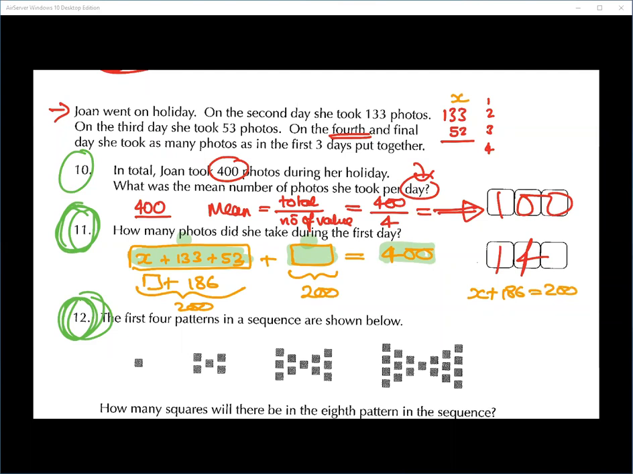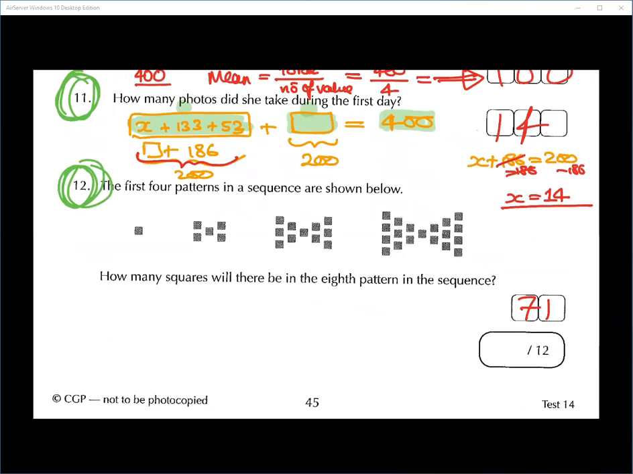Okay. Now, who knows how to work out the X from this equation here? 200 minus 186. Okay, lovely. So the opposite of adding 186 is minus 186 from both sides. So X is equal to what's the answer then? 14. 14, lovely. That's better. Done. Question number 12.